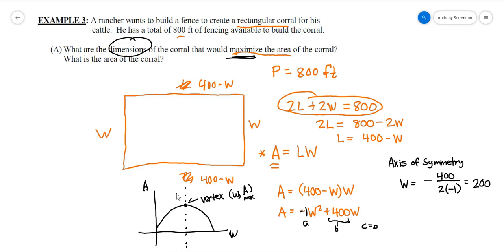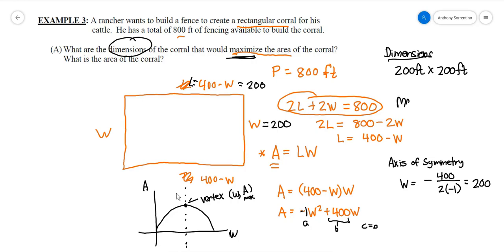Now I can plug this into the function and get an answer, but I can also think what's going on here. If this is 200, that means that this length, which is 400 minus W, is also going to be 400 minus 200, which is 200. So the dimensions are 200 feet by 200 feet.